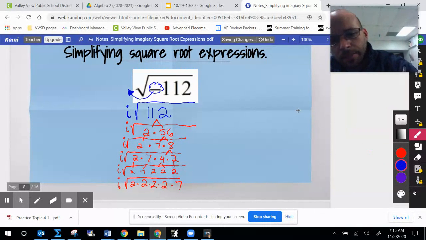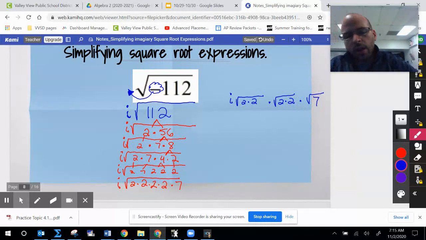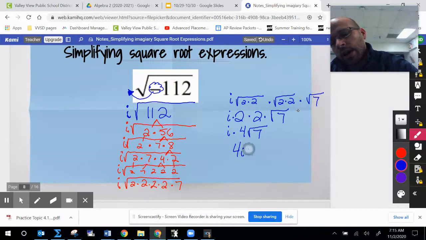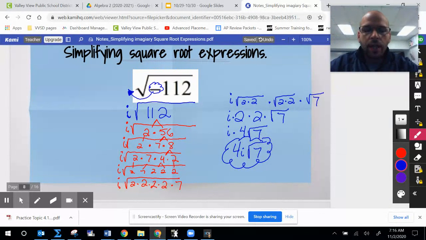So if I start to break this apart, I have an i, 2 times 2, 2 times 2, and a 7. So I still have my 4 2s and a 7. So I'm going to have i times 2 times 2 times square root of 7, which gives me i times 4 times the square root of 7. And you can actually multiply those. I would write this as 4i square root of 7. And that would be my answer.